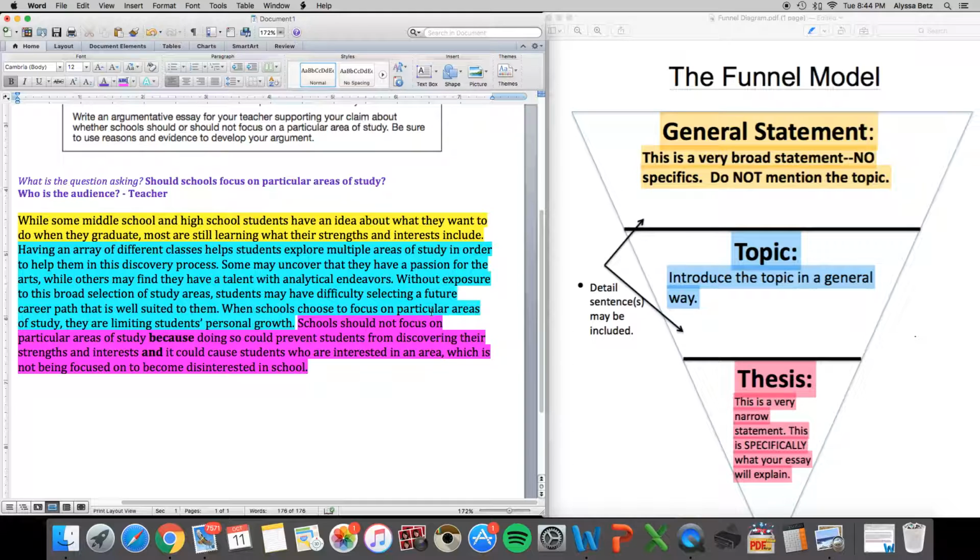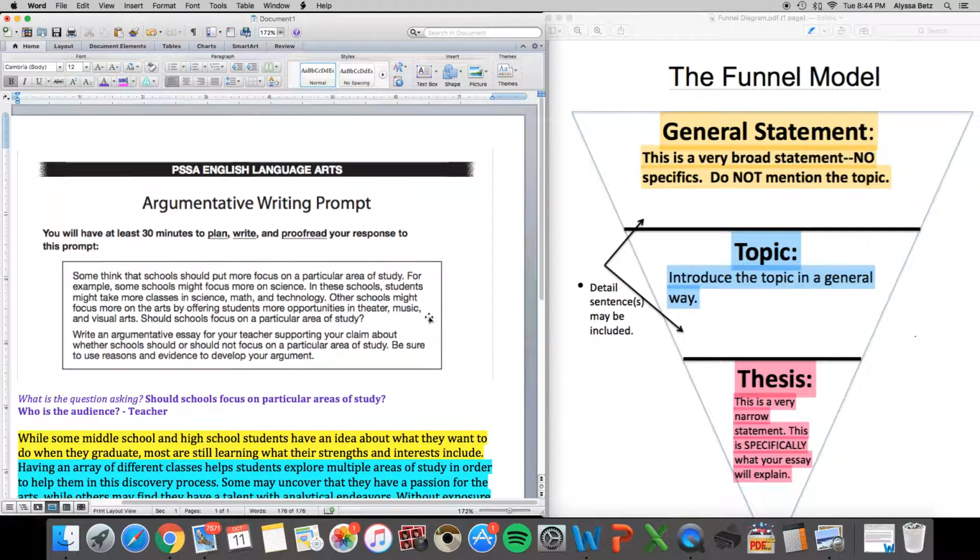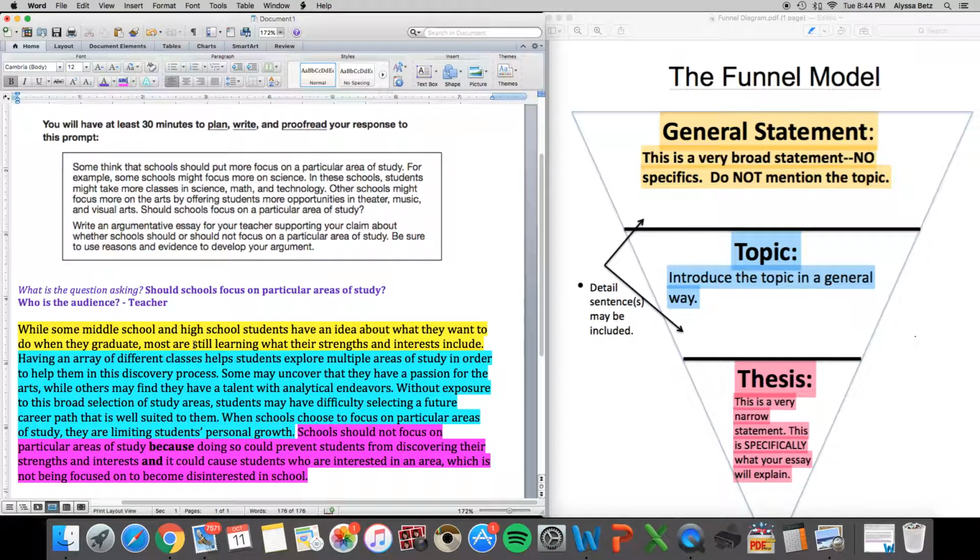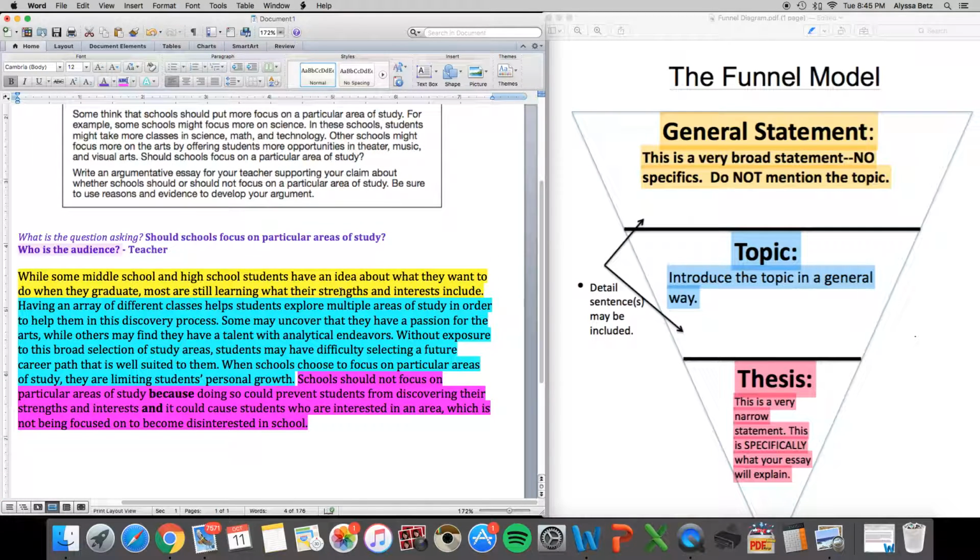Okay, so a quick review of what we've done to construct a strong introductory paragraph. What we first started with was reading through the prompt and determining what is the question asking me. After you determine what is the question actually asking, you're also determining who is the audience here. Who am I writing to? Usually with a PSSA, you're going to be writing to a teacher or a superintendent or a community member, someone that you would need formal writing for.